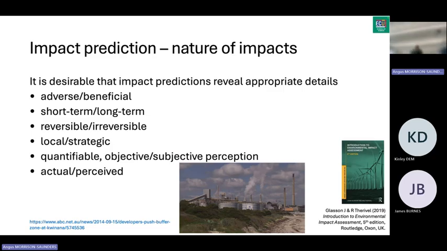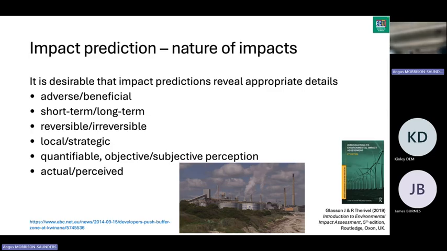Okay, so there's some things to think about with impacts and impact predictions. What else do we need to think about? Well, you can define impacts in many different ways. Obviously, impacts can be good, and they can be adverse. We're mostly interested in adverse, but good things are good. We do want them to happen. So adverse and beneficial.